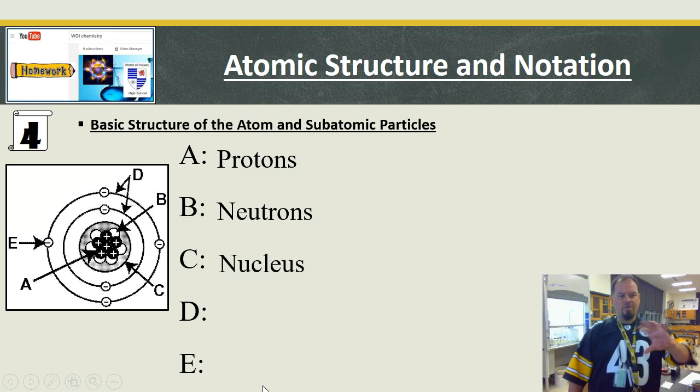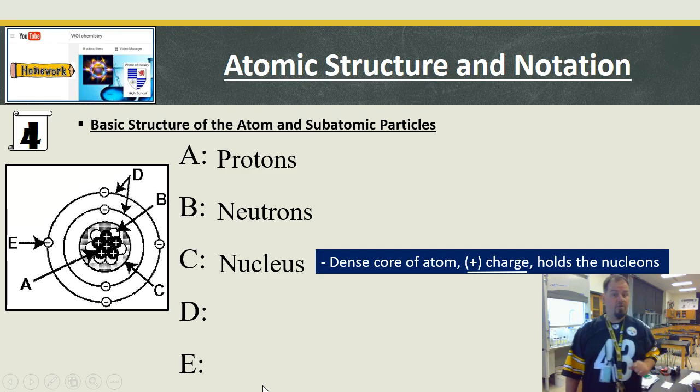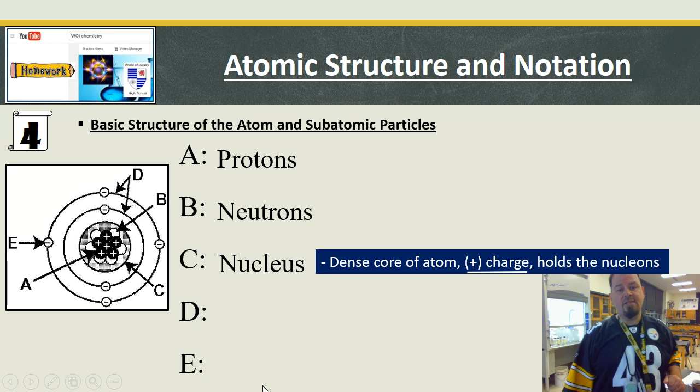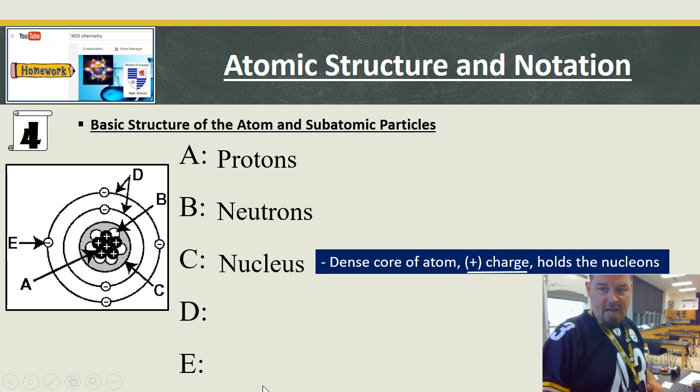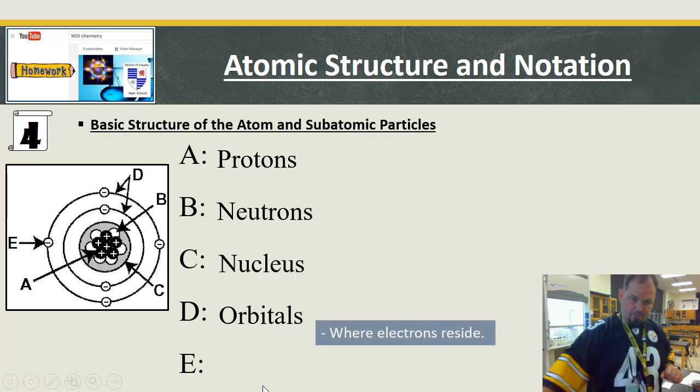Letter C is pointing to the nucleus, which is the center space. This is the dense core of the atom. It has an overall positive charge because it has protons in it. Protons and nuclear charge will be synonymous. Some of us will struggle with that.